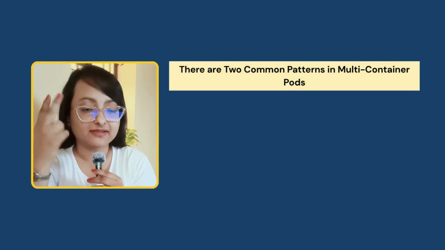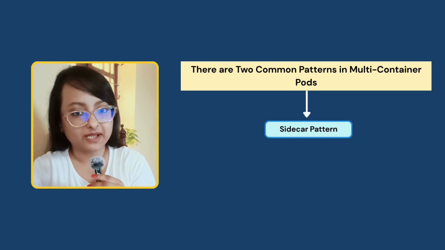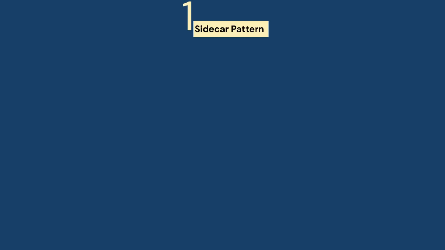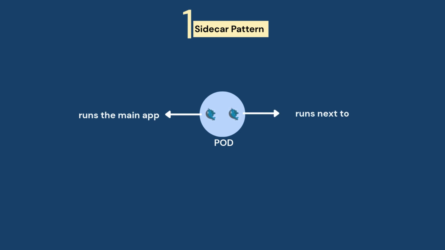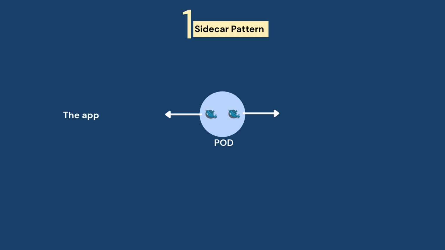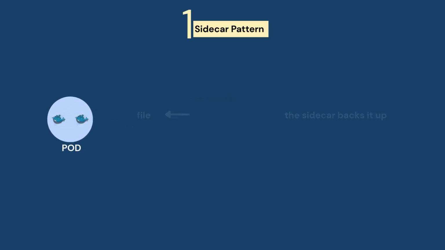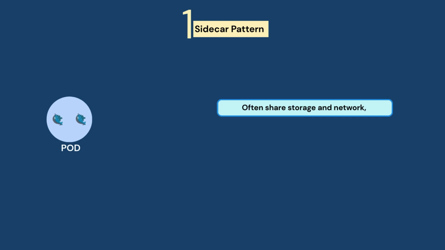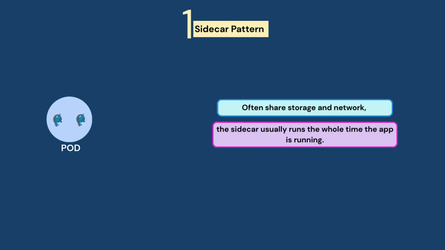There are two common patterns in multi-container pods: sidecar pattern and ambassador pattern. Number one, sidecar pattern. In this setup, one container runs the main application and another container runs next to it, just to help. For example, if the application writes logs, the sidecar sends those logs to the logging system. And suppose the application saves a file, the sidecar backs it up. They run together, often share storage and network, and the sidecar usually runs the whole time the application is running.